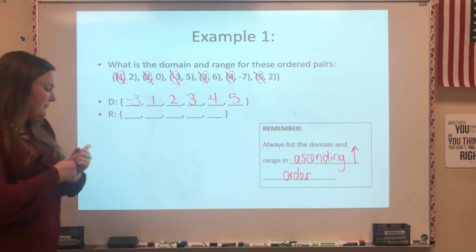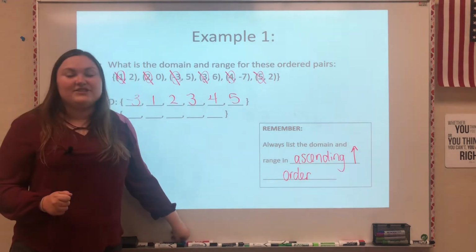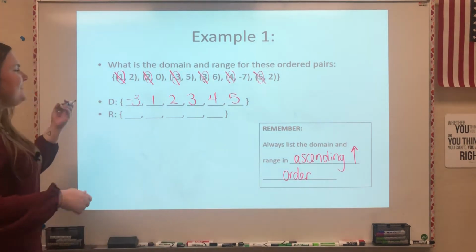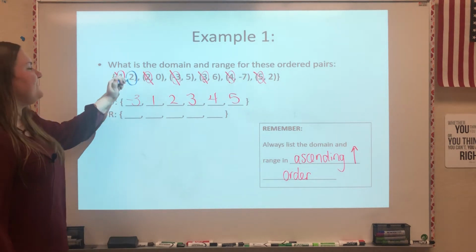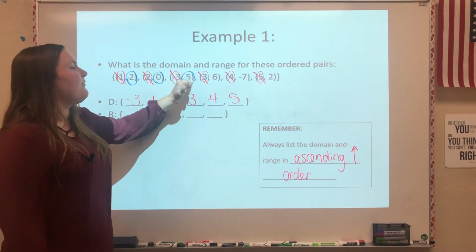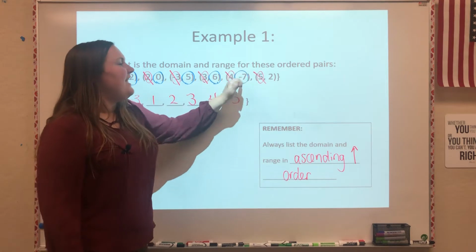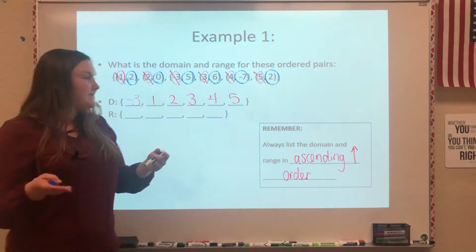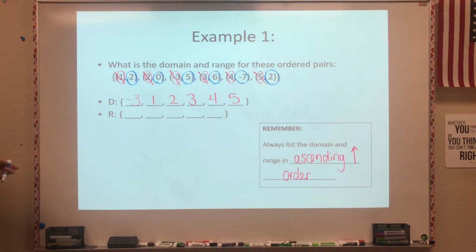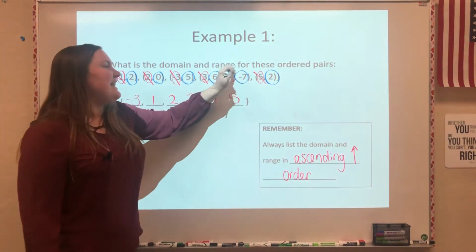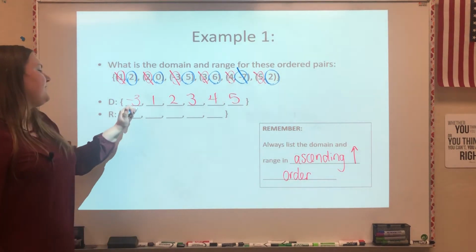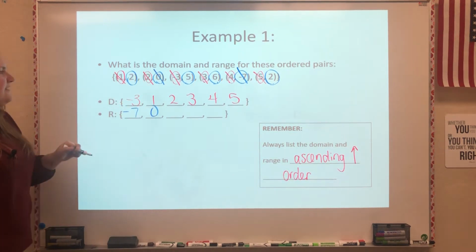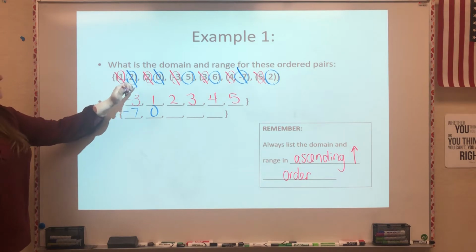We can do the same thing for the range. We learned a moment ago that range is just the set of all of your y's or y coordinates. So in this problem, that would be all these second numbers. Those are all our y coordinates. Again, I want to write them in ascending order. So I want to start with the smallest and go big. Here, the smallest is that -7. So I'll start with that. Next would be 0. Next would be 2.